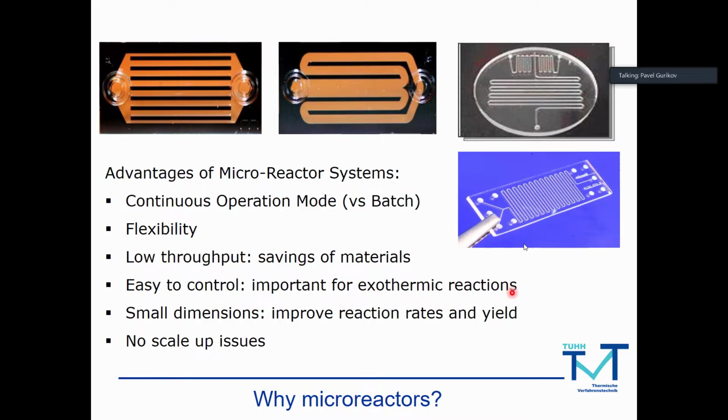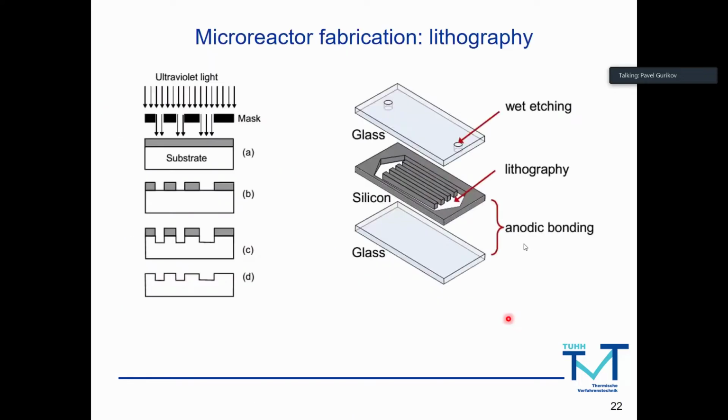Well, it's easy to control if we're talking about exothermic reactions. Of course the amount of heat, for example, if you mix A and B, is much smaller because the volumes are very small. Small dimensions improve reaction rates and yields. That's again more about the control, about mixing of components, because here you can very precisely dose your components of the reaction. No scale-up issues, because it's very hard to scale up.